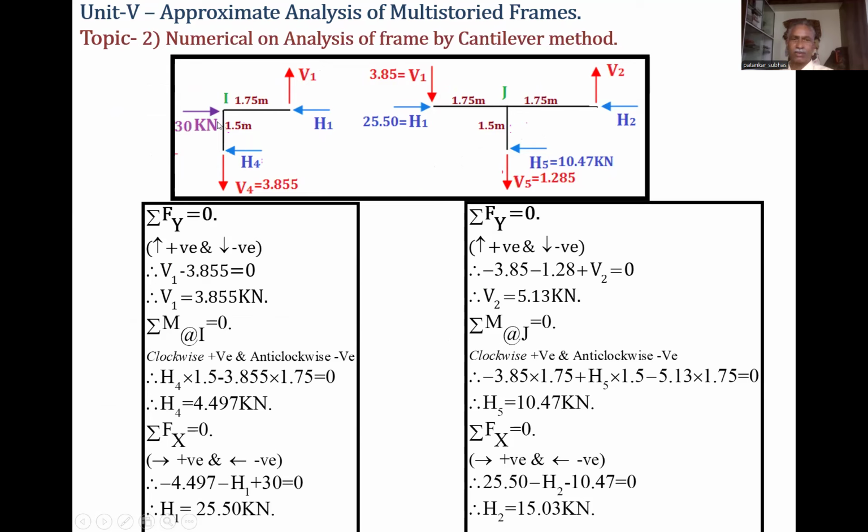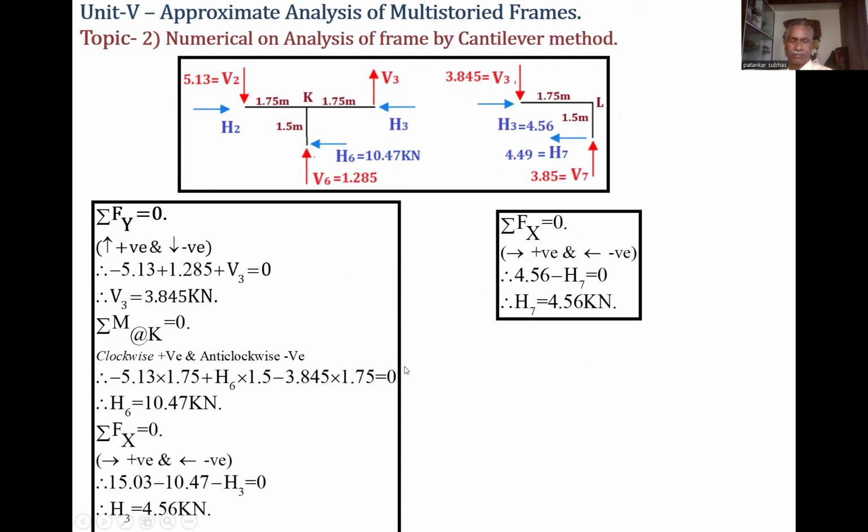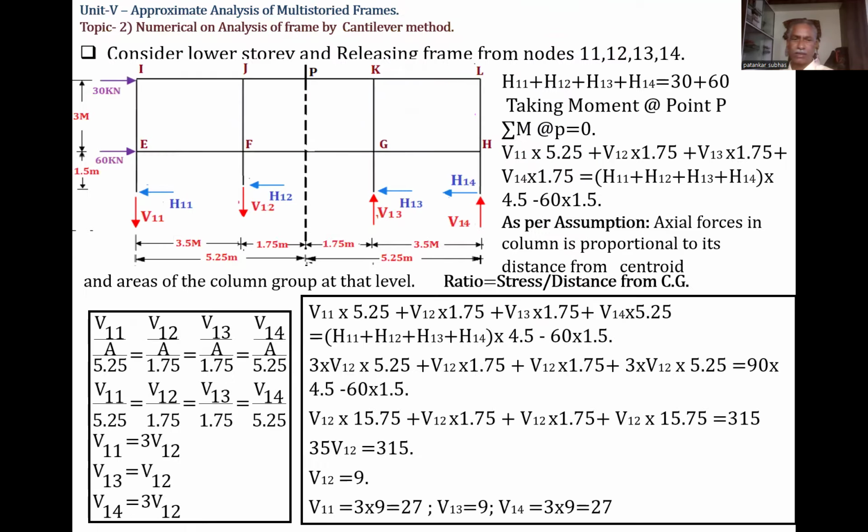Again, we have considered the point of contraflexure for the beam and the column, that is for the top story, this one, and apply summation Fx is equal to 0, summation Fy is equal to 0, and moment about the point I is equal to 0. We get H1, H4, H5 like that. Okay, this is the method. That means we have simply used the concept of equilibrium, and we get H6, H7 like that, all four.